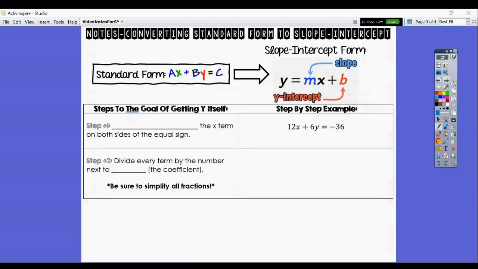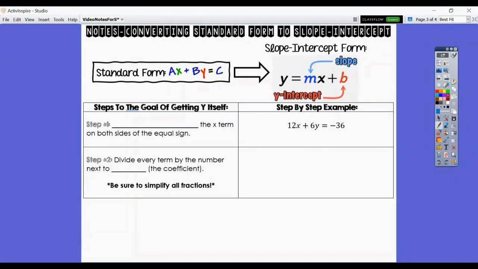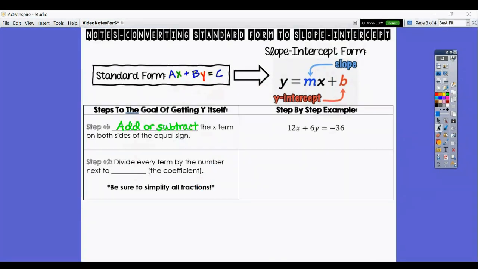Now we're going to look to convert standard form into slope-intercept form. There's going to be two precise steps we follow here, so let's go ahead and write them. Step number 1 is we are going to add or subtract the x term. And when I mean the x term, I mean the whole term with x, the number and x, so the coefficient and x, and we do it on both sides of the equal sign.